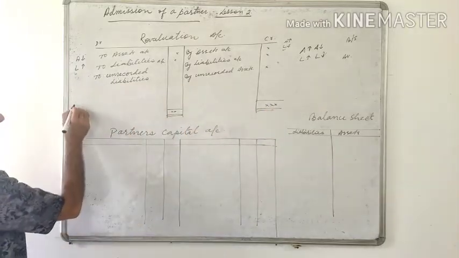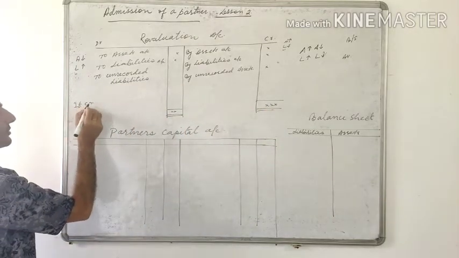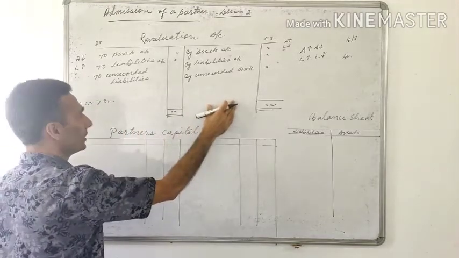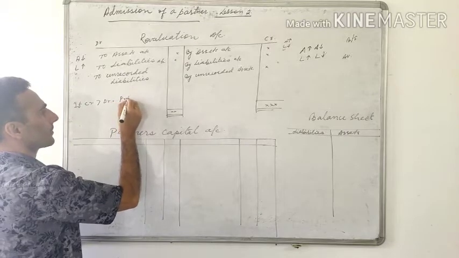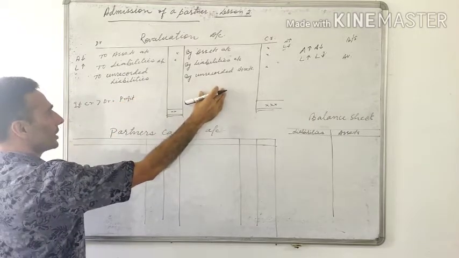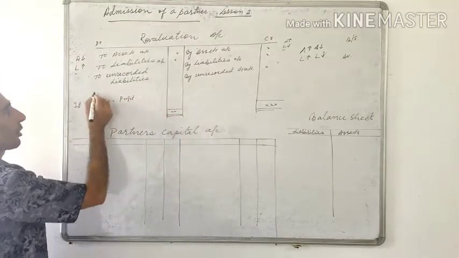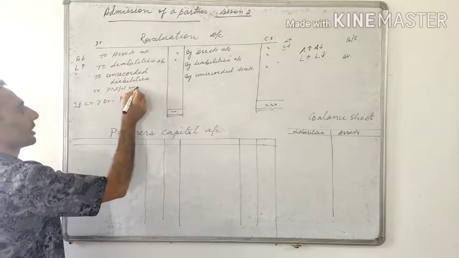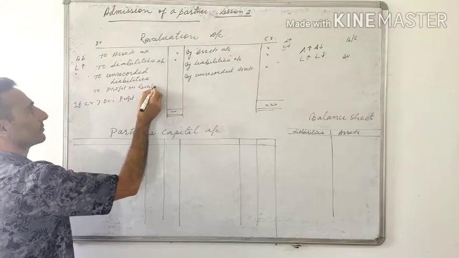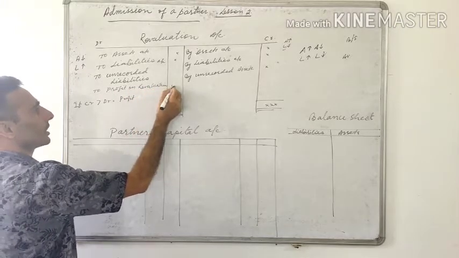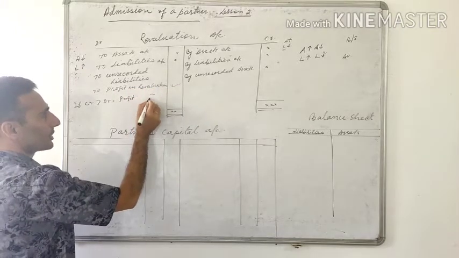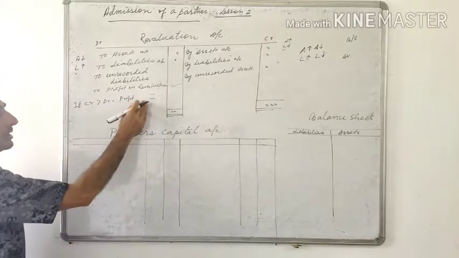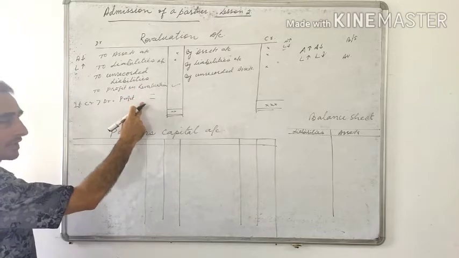Now, if the credit total is more than the debit total, if this side is greater, then we will have profit. This is called profit on revaluation. We'll write the amount here and we'll distribute this to the old partners. It is distributed between the old partners in old ratio.